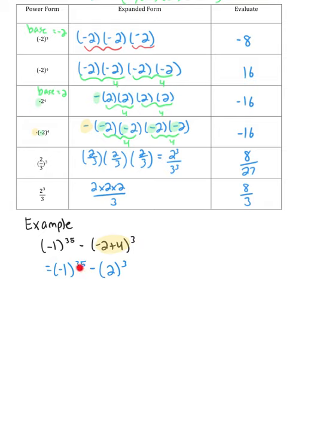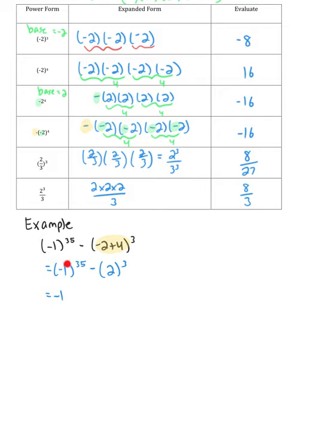So -1 to the exponent 35 is actually just -1. And I know that because if I take the base of 1 and I multiply it by 1, 1 times 1 is 1. If I multiply that by 1 again, it's still 1. Multiply by 1 again, it's still 1. So no matter the exponent on 1, I will always get 1, an answer of 1.